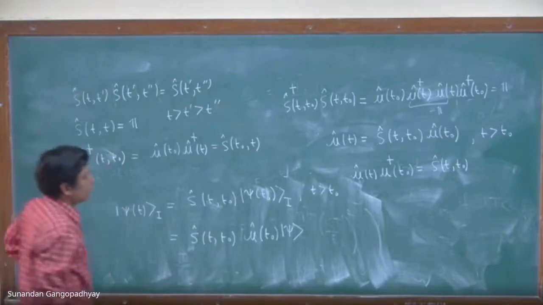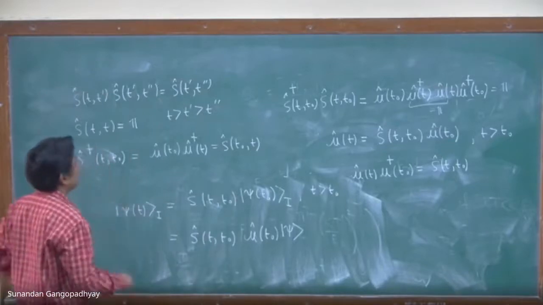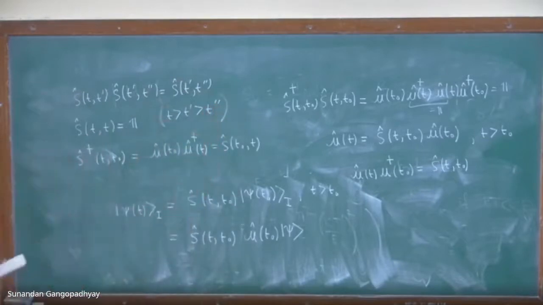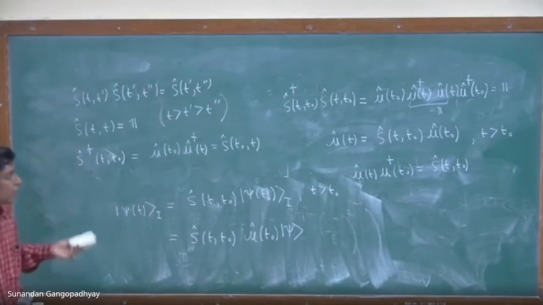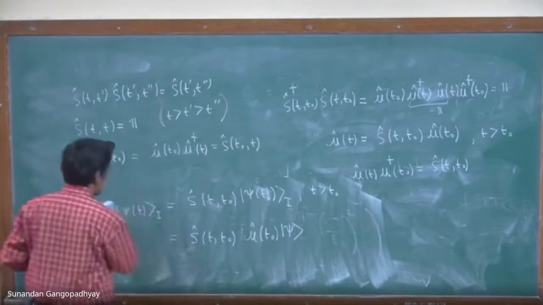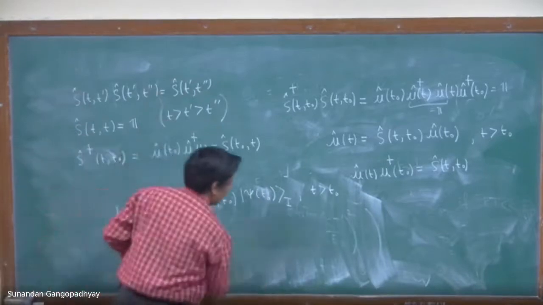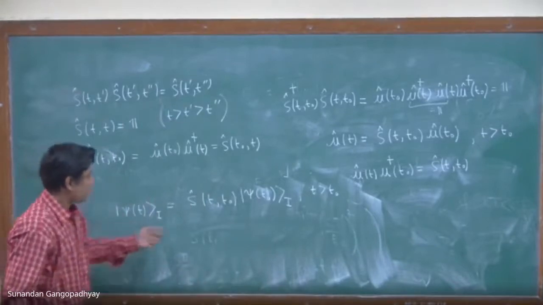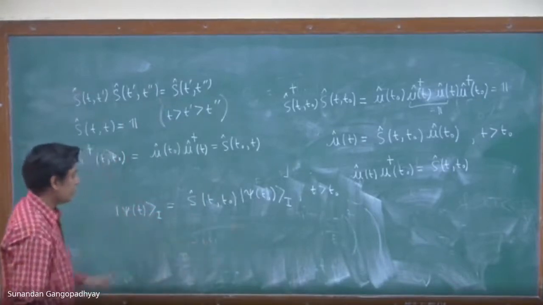So we have this. This is another property that we have, and you can prove it easily. It's not that difficult to prove. So let us start from this equation, the defining relation for this S hat operator.